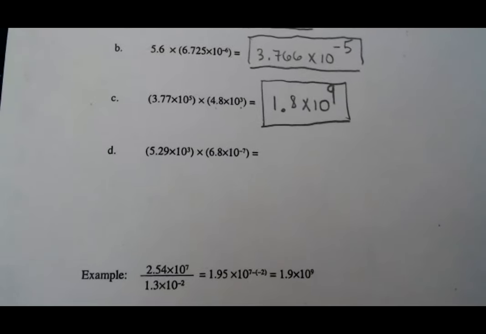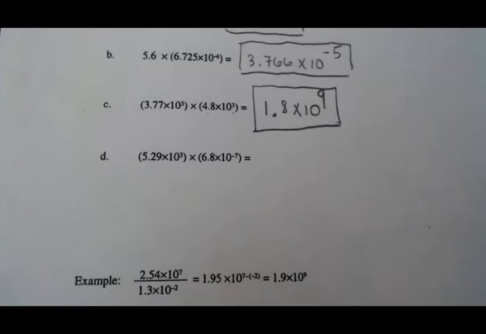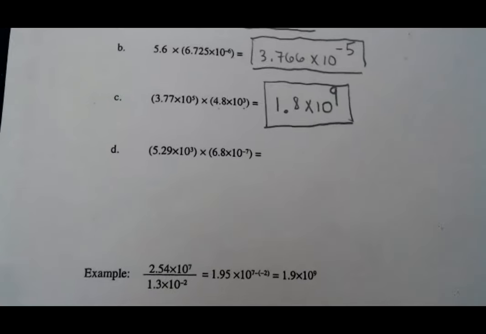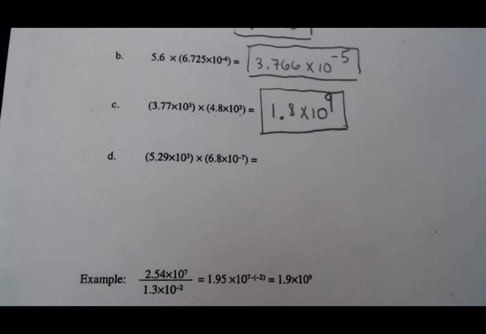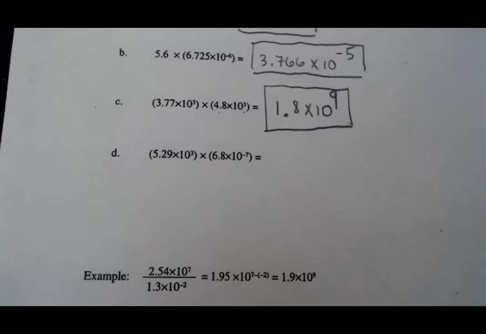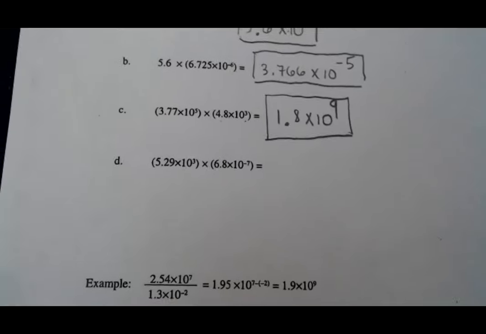5.29 exp3 times 6.8 exp minus 7. What you got? Everyone should be punching, by the way. If we were in a real lab together, I would walk around and torture all of you. It's harder for me to get to you physically.